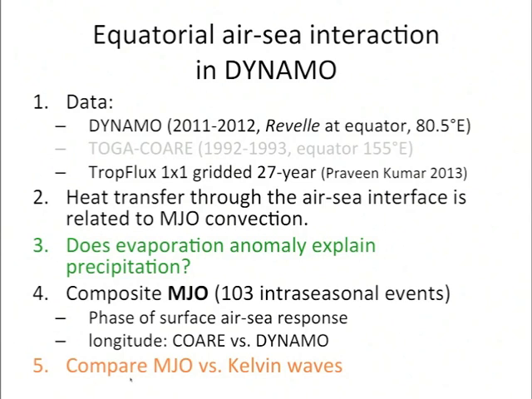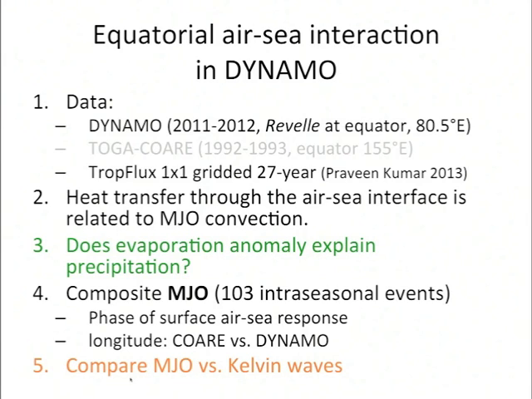So I'm going to be talking primarily about the data that we collected aboard the Revelle from the equator at 80.5 degrees east. There were 3 legs where the ship was more or less on station in that location. I'm also doing the same diagnostics on the TOGA COARE data, because from that we get 2 or 3 more MJO events that we can analyze in almost the same level of detail. But I'm not going to show that today because there just isn't time for it.